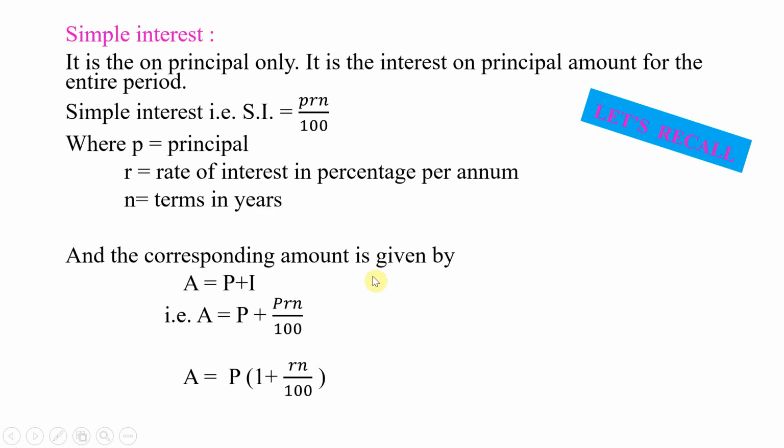And the corresponding amount is given by A = P + I. That is A = P + PRN divided by 100, and therefore A = P(1 + RN divided by 100).